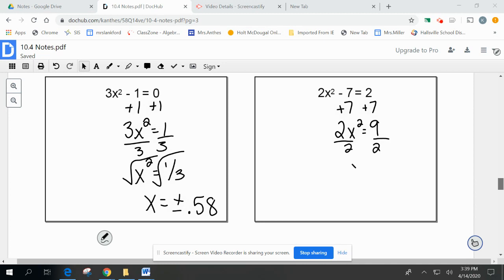Okay, so here we're working with another fraction. So that's 4.5 square root. You would get plus or minus 2.12.